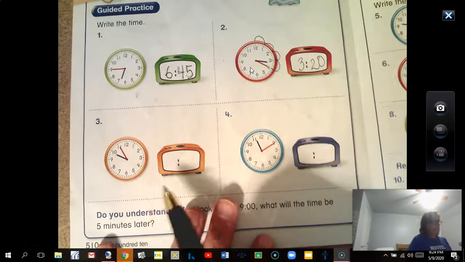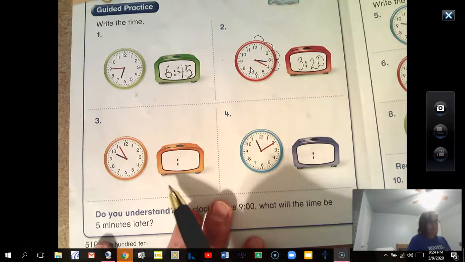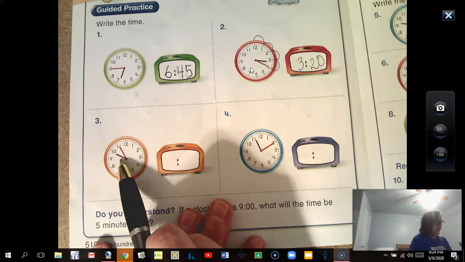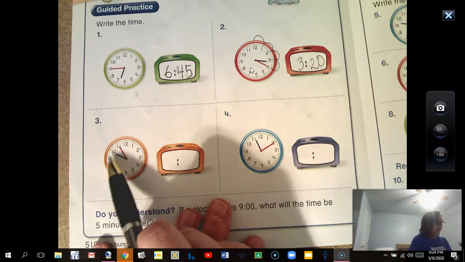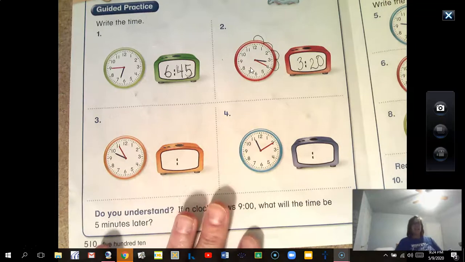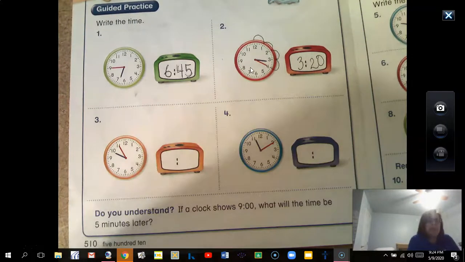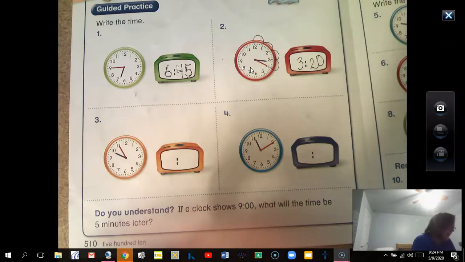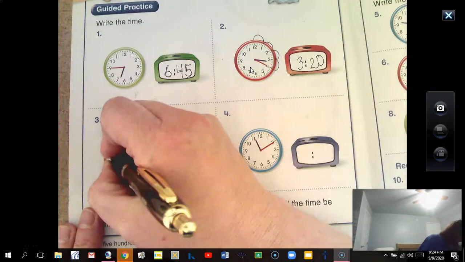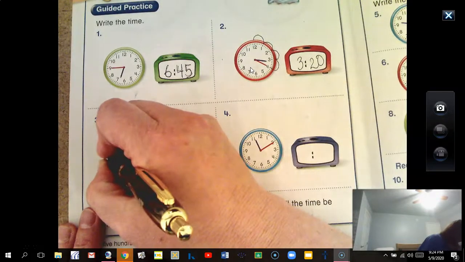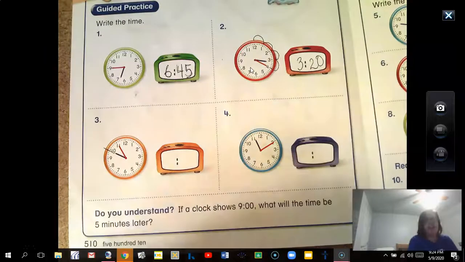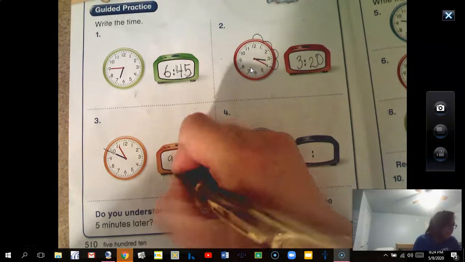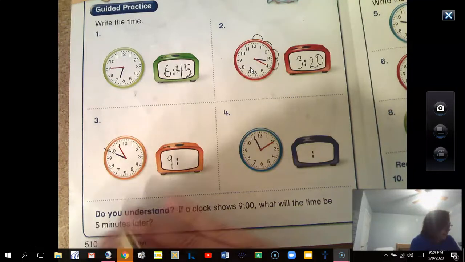Okay, so now we're going to look at the orange clocks. Again, we're going to start with the hour hand, which is the smaller hand. And it is between the 9 and the 10. I mean, you have to look really close at that, but it is not quite exactly on that 10. If I were to draw a little line and continue that line, it is not on the 10. It hasn't reached it yet. So it is 9. And then we have to figure out the minutes.